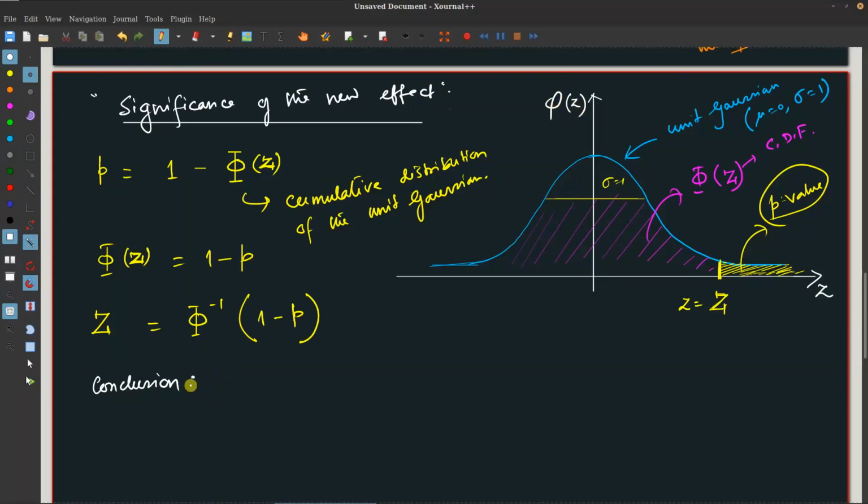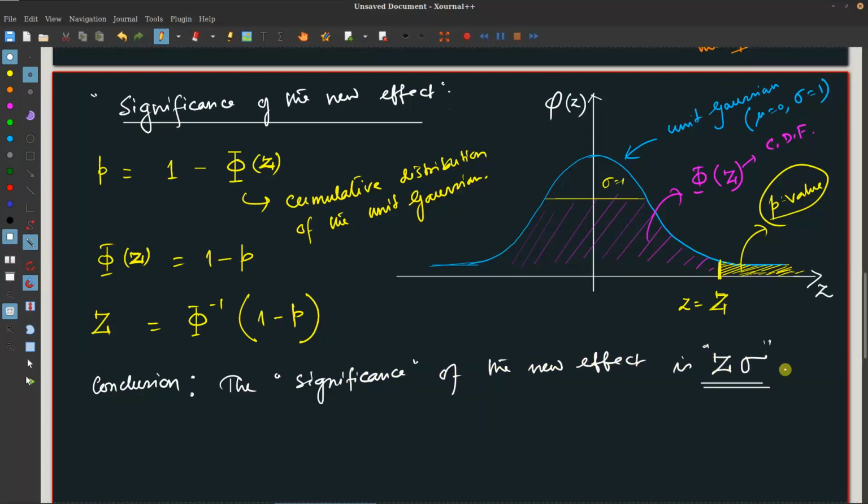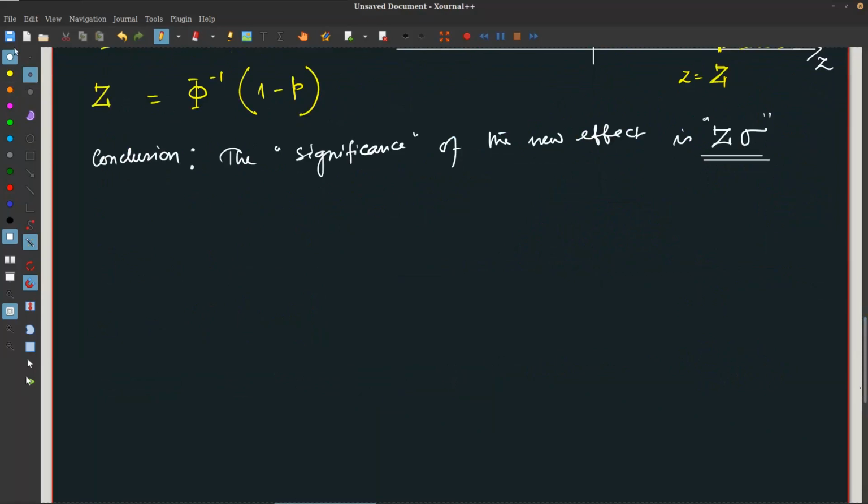So the conclusion you draw from this is that the significance of the new effect is z sigma. Okay, so this is the conclusion you draw. Now, what is the value of this z before you claim that you are substantially away from this hypothesis H0? Let me write this down.